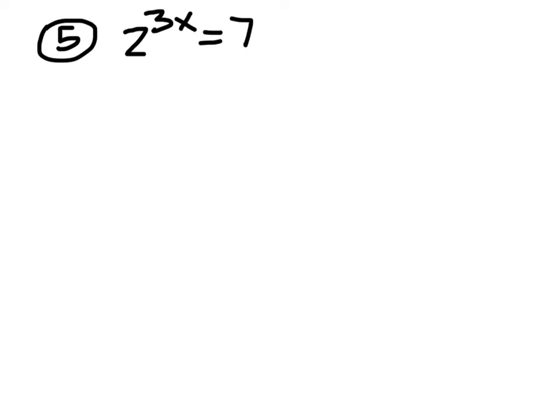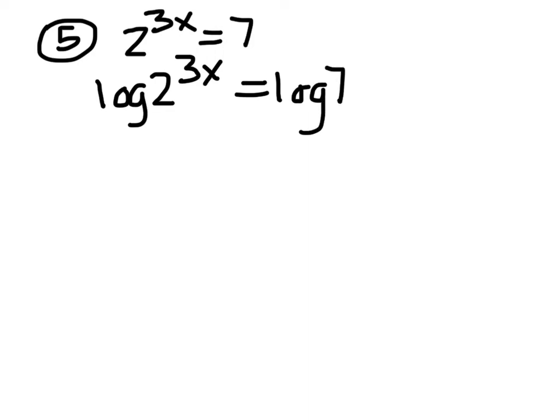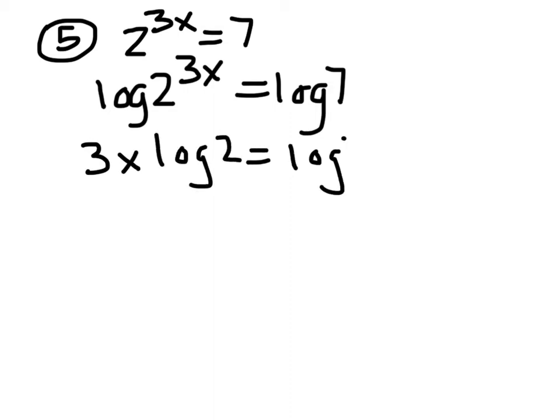At first glance, this doesn't appear to be a problem involving logarithms, but we can't change these bases so that they have the same base. Instead, what we're going to do is take the log of both sides. And remember, one of our properties of logarithms allows us to bring exponents out front. So this becomes 3x log of 2 equals log of 7.